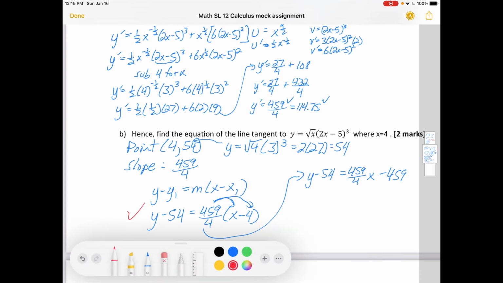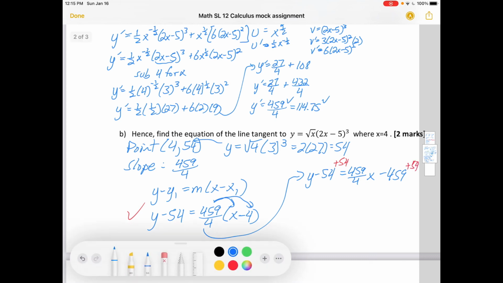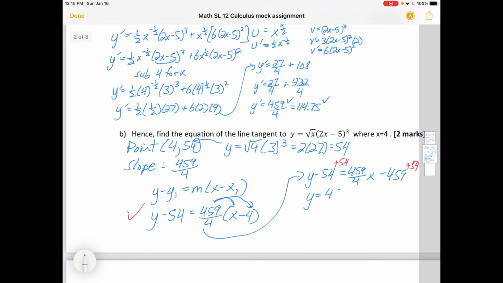If you want to put it in y equals form, we're going to have to add 54 to each side. And that will give us y equals 459 over 4 x minus 405. Okay. If you're like me, you probably are not quite confident about this, so you'll head to decimals and just check it out.